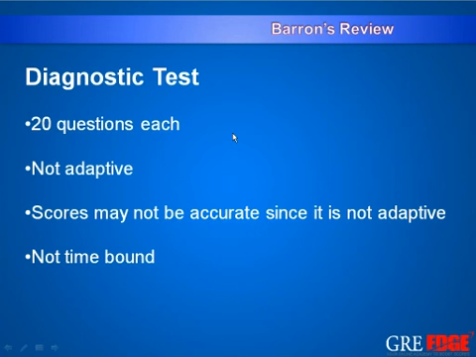These questions are GRE type questions, but the problem here is they are not adaptive. I hope you guys know what adaptive means. The Barron's diagnostic test is not adaptive, hence it doesn't give you a very clear prediction of how good you are in GRE and in which areas you are weaker. Since it is not adaptive, the scores might not be accurate.